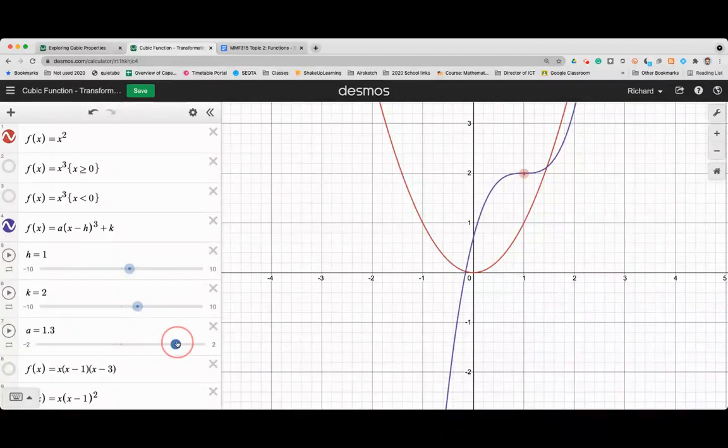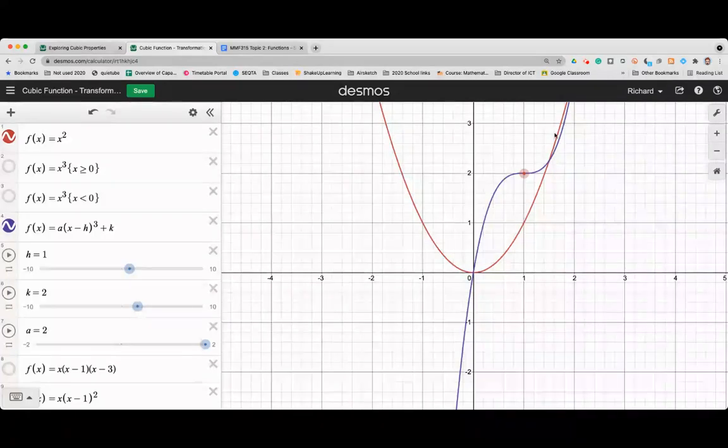Let's see if you can sort of see that. It's because we're making the graph steeper, basically. So if I go A equals 2, it's now stretched it. The graph centered around here is now made thinner, I guess. So it's a vertical shrink.